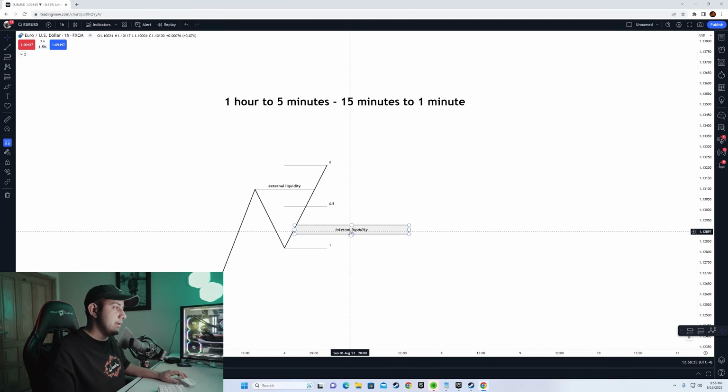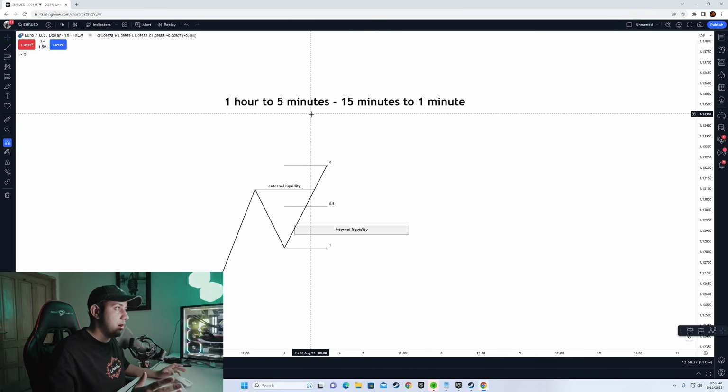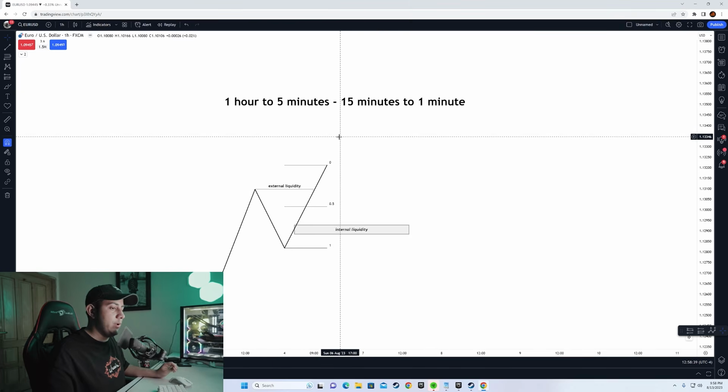So that's pretty much it about external liquidity and internal liquidity. Let me repeat it again. We wait for price to take out the external liquidity. Once we have a purge on external liquidity, we'll wait for a 5-minute market structure shift. Once we have that, we are simply waiting for the silver bullet timings to hit, which is from 3 to 4 or 10 to 11, right?